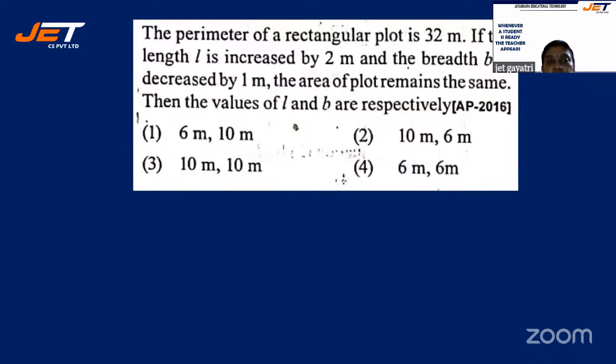See the next question. The perimeter of a rectangular plot is 32 meters. If the length is increased by 2 meters and the breadth is decreased by 1 meter, the area of the plot remains the same. Then the values of L and B are respectively dash. So is it 6 meters, 10 meters, or 10 meters, 6 meters, or 10 meters, 10 meters, or 6 meters, 6 meters?